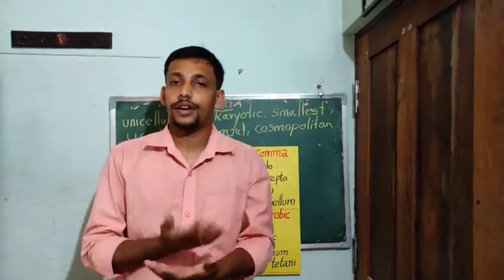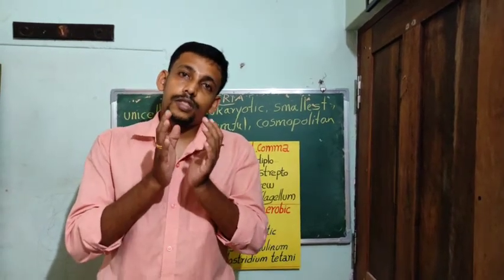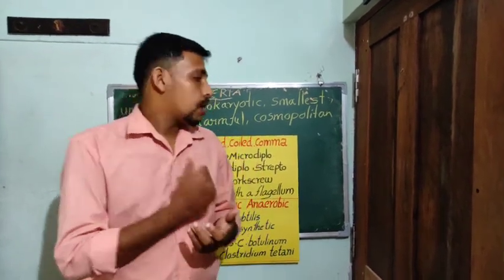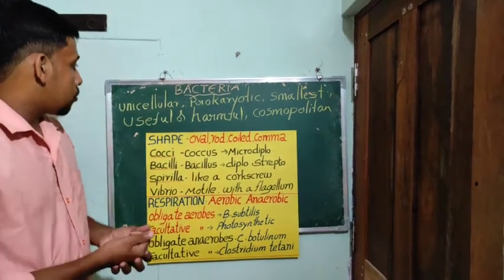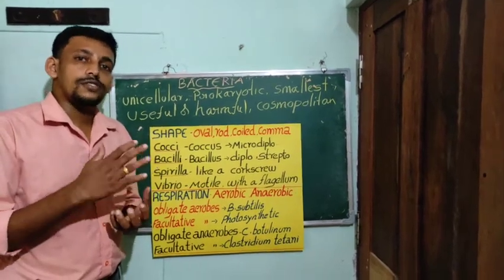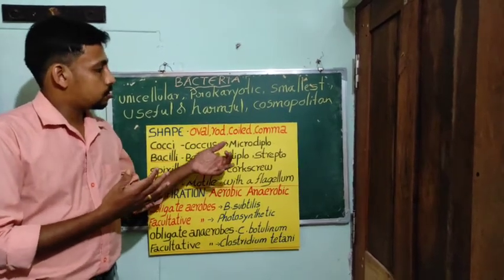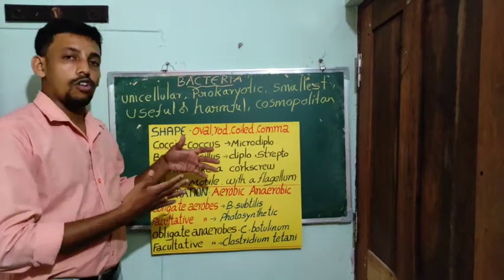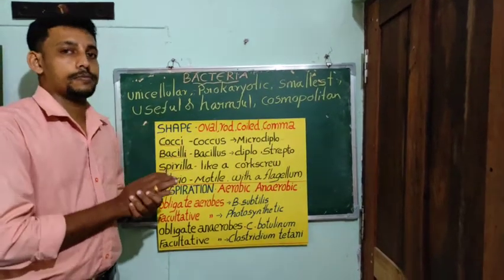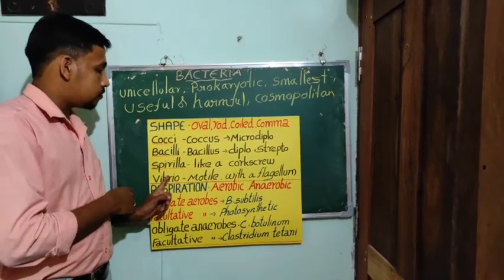Bacteria can be classified on the basis of their shape, the mode of respiration, or the mode of nutrition. Firstly we can study the shape. Based on the shape, bacteria are classified into four types. The bacteria may be oval shaped or rod shaped, or spherical, or coiled, or comma-like. So there are cocci, bacilli, spirilla and vibrio.